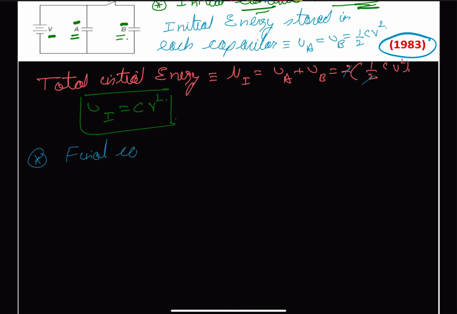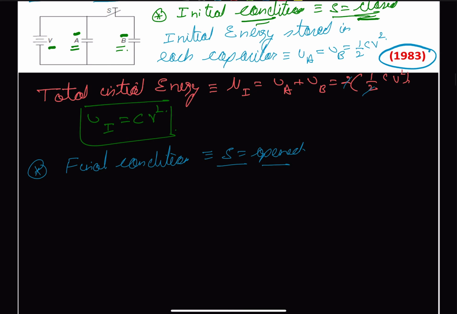Final condition: S is opened, and when our S is opened, you can see that capacitor A is still connected to the applied voltage, and capacitor B is disconnected from the supply voltage.